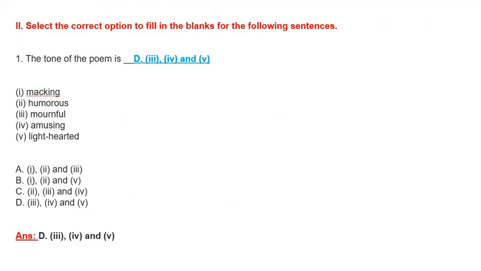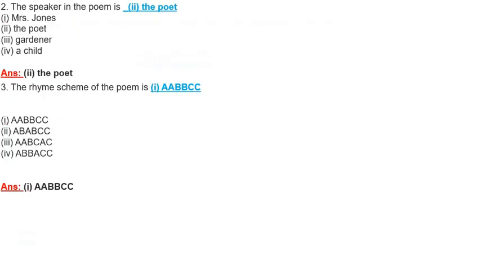Select the correct option to fill in the blanks for the following sentences. The tone of the poem is mournful, amusing, and light-hearted. That is D. The speaker in the poem is the poet. Answer will be the poet. The rhyme scheme of the poem is AABBCC. Number 1. AABBCC.